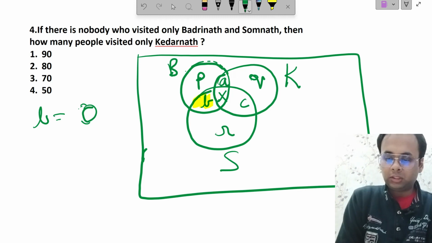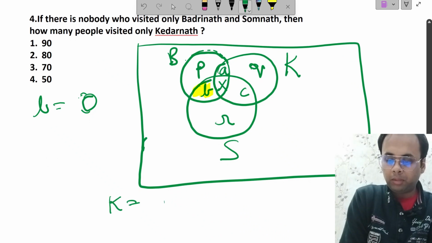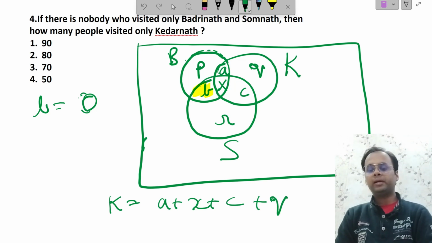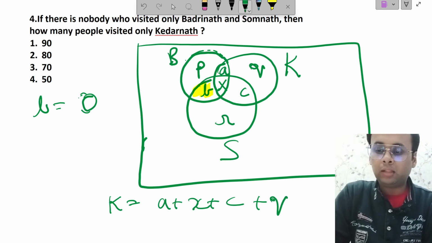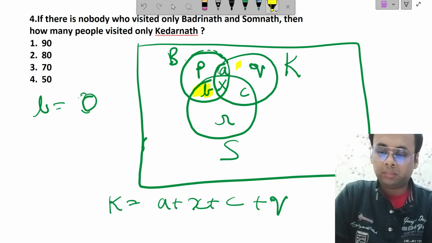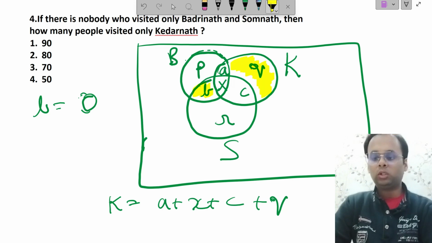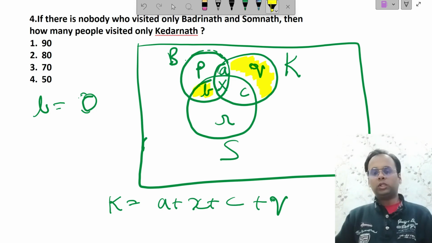So Kedarnath is basically the sum of what? Kedarnath is equal to A plus X plus C plus Q. Okay, and it is asking how many people visited only Kedarnath. So actually this region it wants, the Q region. That is what we need to determine. Now we already have the value of K, the value of K we already have in the question.